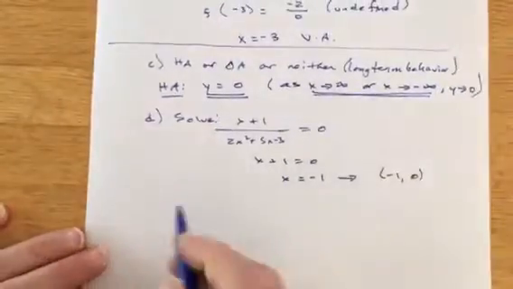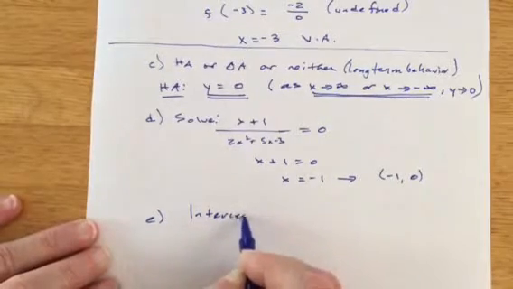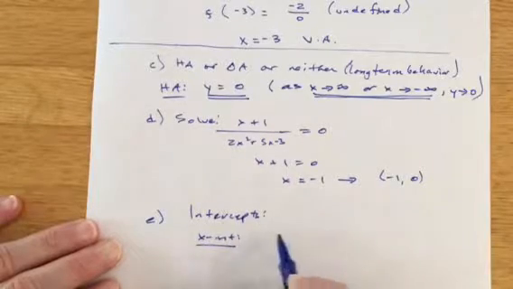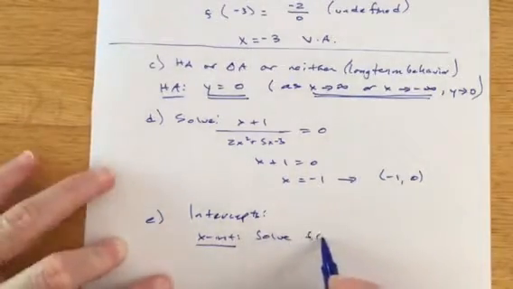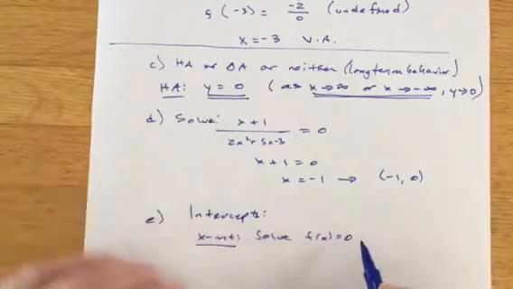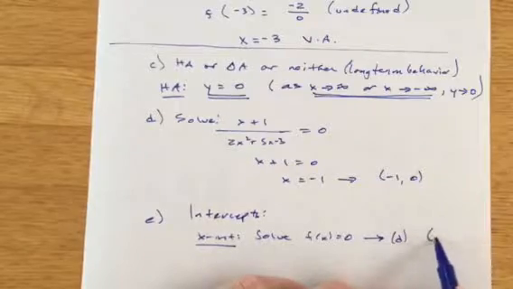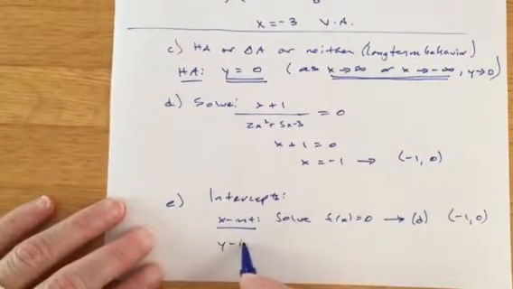And then one more piece of information we would like to get, again just a few more points, are our intercepts. So remember, the x-intercept is where the function equals 0. So we solve f of x equal to 0. Now, in fact, we already did this in part D, and we found that (-1, 0) was our x-intercept.